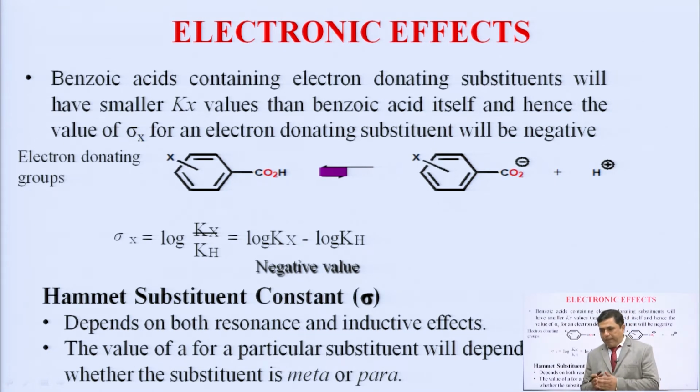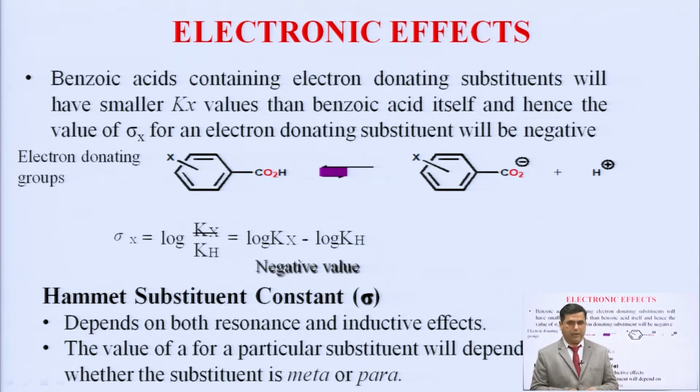So, here the Hammett substituent constant sigma depends on both resonance and inductive effects. It depends upon the type of the substituents present on the benzoic acid itself. Sometimes it will affect both resonance and inductive effects, and sometimes resonance only. So, the value for the particular substituent depends on whether the substituent is meta or para.